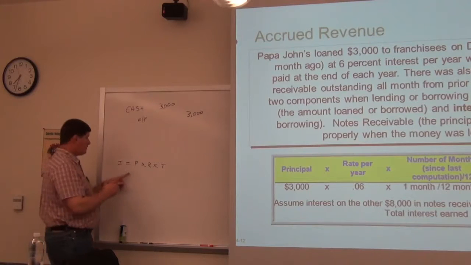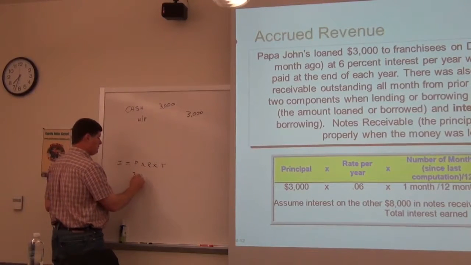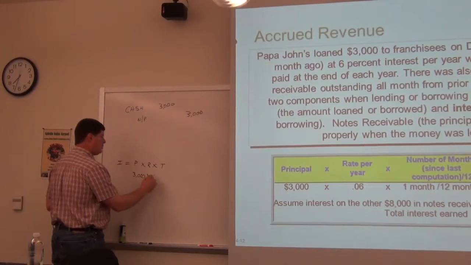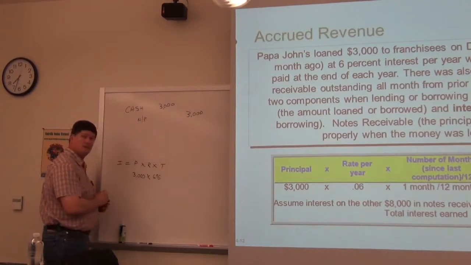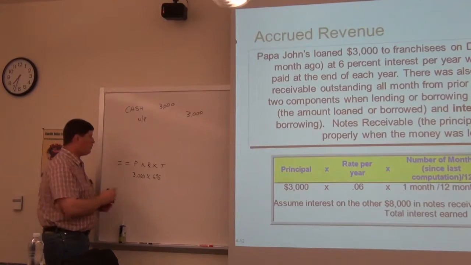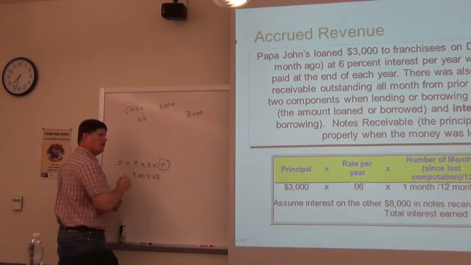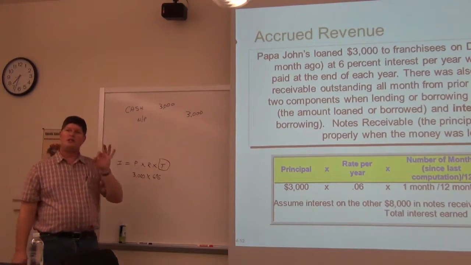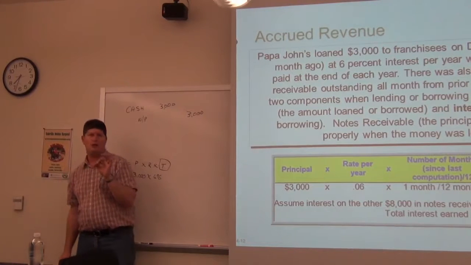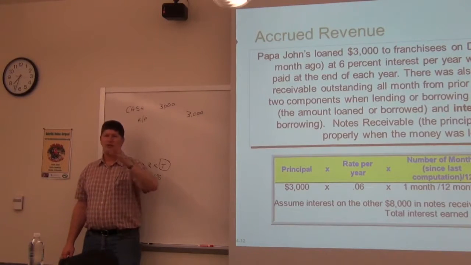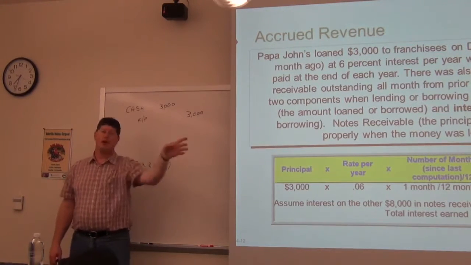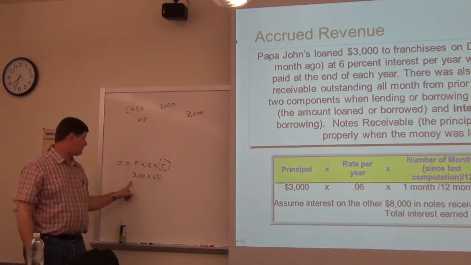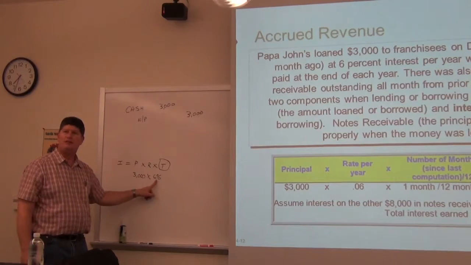We want to know interest. The principal we know is $3,000. We borrowed the money at 6%. Good. And what's time? Why do we have time in here? 6%, every time you see an interest rate in reference to a loan, that's an annual number. If you borrow the money for a whole year, you owe me 6% of this. 3 times 6 is 18.